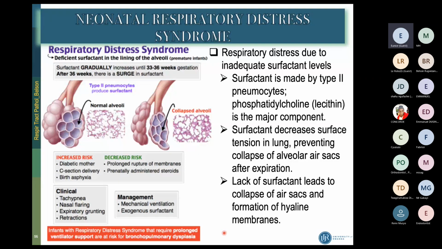So respiratory distress syndrome, I think this is what I was saying, is caused by deficient surfactant in the lining of the alveoli in premature infants.